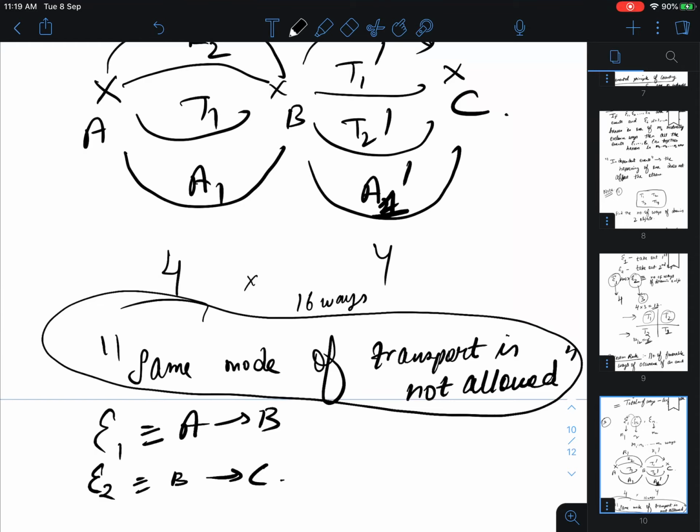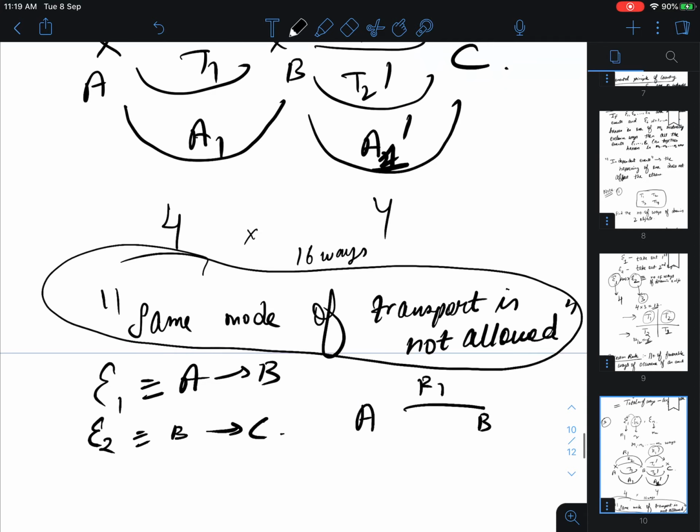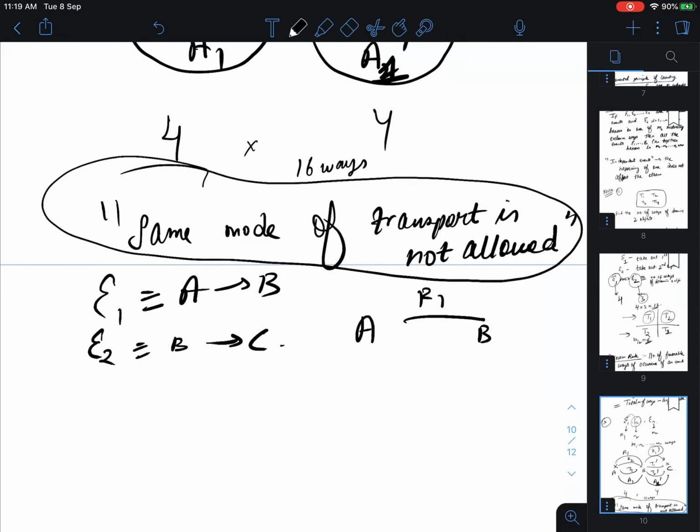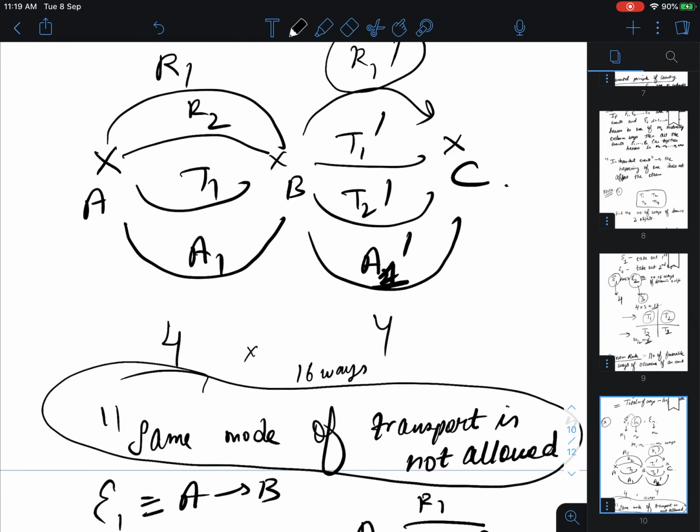They are no more independent, because if you choose to go from A to B by, let's say, road 1, then from B to C, now you cannot choose R1 dash. You only have 3 options: T1 dash, T2 dash, and A1 dash. So pay attention here. The choice that we are making from going from A to B directly affects the choice that we will make for going from B to C. So in that sense the events are not independent anymore.